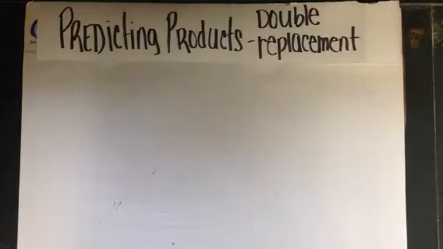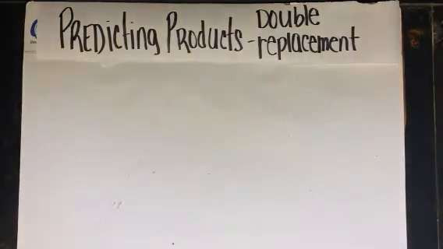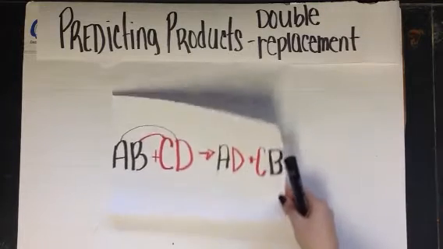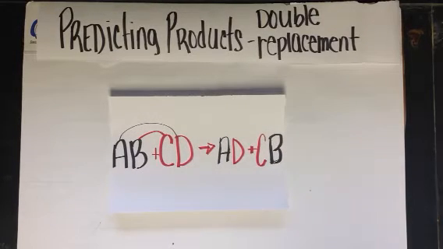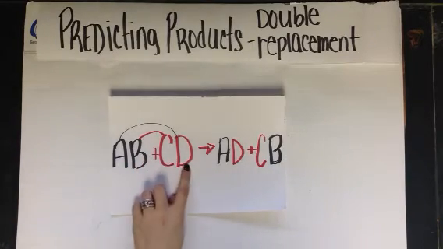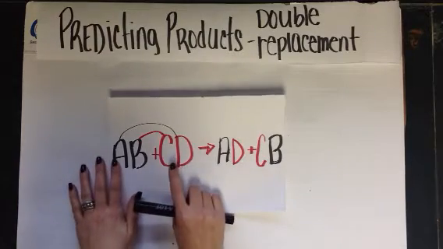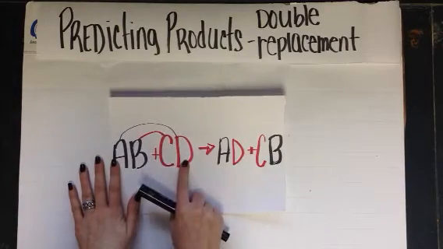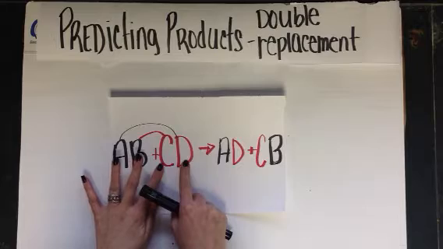This is a flip video about predicting products for double replacement reactions. So let's remember what a double replacement reaction is. Take a look at this example. I have a compound seen here, AB, being added to another compound, CD. What happens is A goes ahead and bonds with D, and C bonds with B.